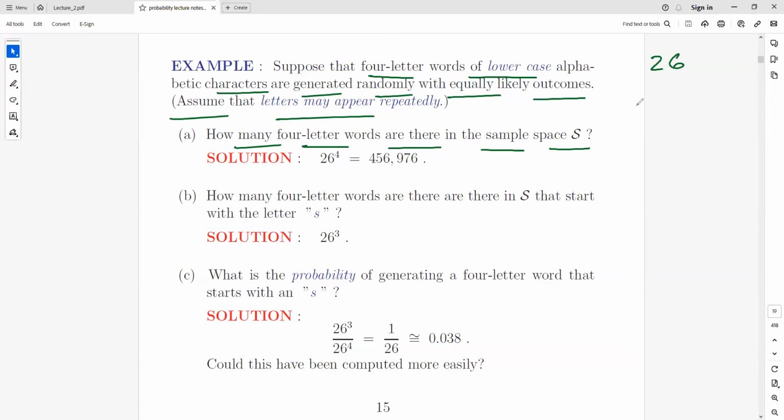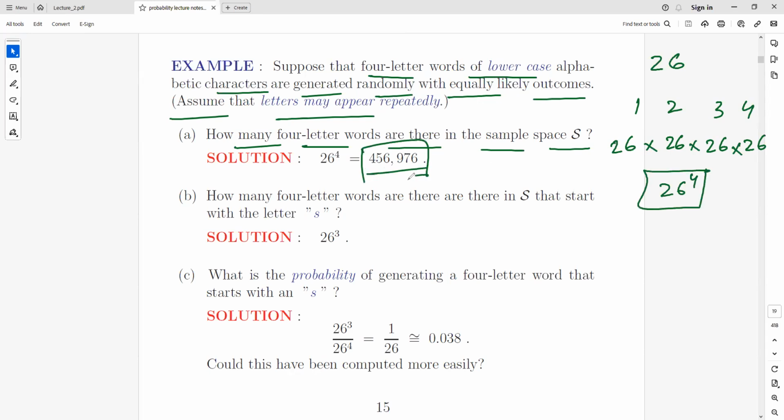So let's say 1, 2, 3, 4. We have a four-character word. The possibilities for the first letter are 26. Similarly, for the second also 26, for the third also 26, and for the fourth also 26. If we multiply all the possibilities, we get 26 raised to the power 4. So this is the number of ways we can construct a four-letter word from these 26 alphabets.